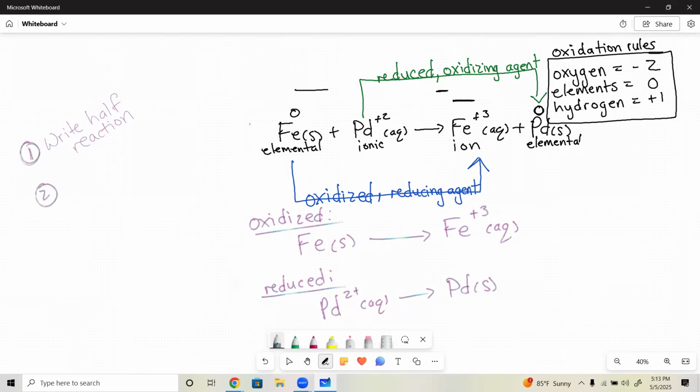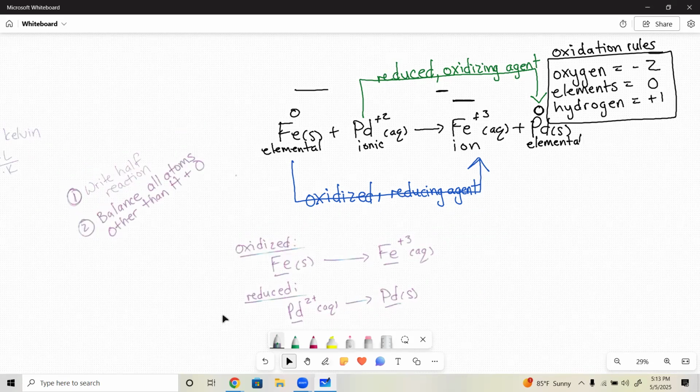Second thing you do is you balance all atoms other than hydrogen and oxygen. So you don't balance hydrogen and oxygen like normal. And you do that to the half reaction. So our half reactions are already balanced. I have one iron on the left and one iron on the right. And then with palladium, I have one palladium on the left and one on the right. So I'm chilling. And I don't even have any hydrogen and oxygen. So that's what I'm telling you. He's asking you the easy version of the question. He's not even having you balance hydrogen and oxygen, which is nice.